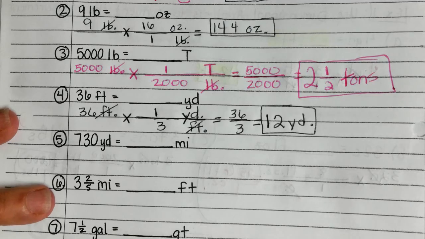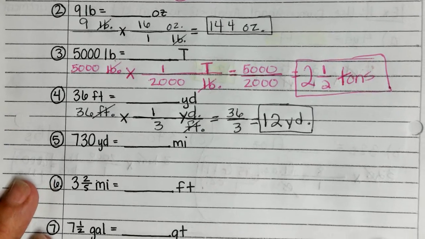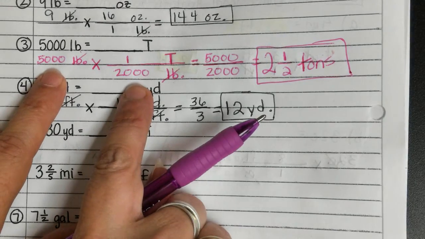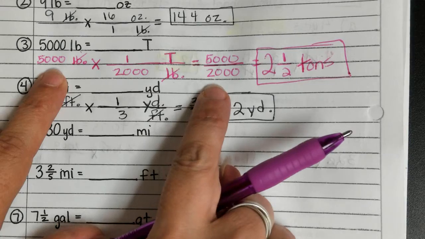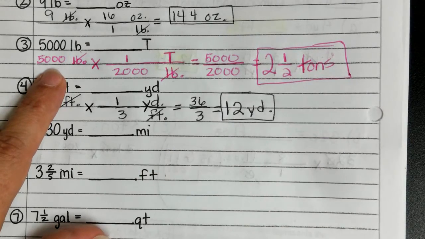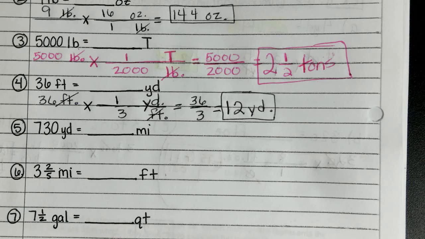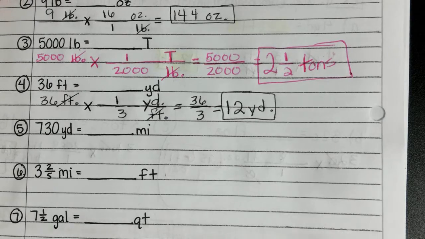How are you getting them so far? It's 5,000 pounds, so the 2,000 has to be on the bottom. This is where some of you, I need you to kind of slow down and use the formula or the steps of doing this so you don't miss every other one. It just kind of worries me.